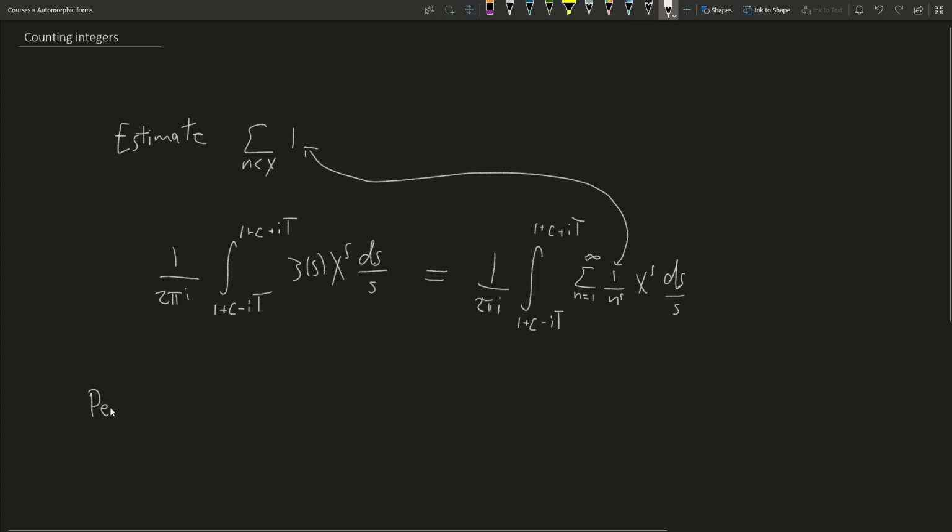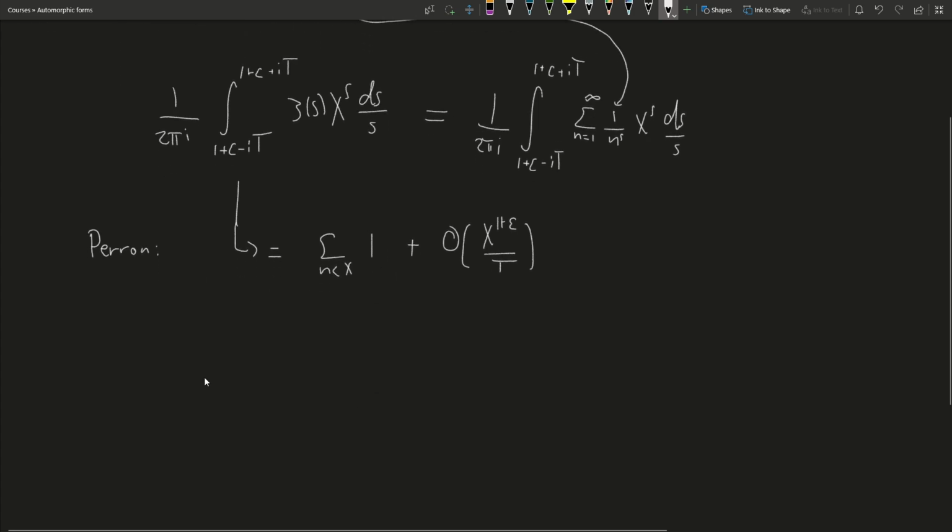So using Perron's formula, we immediately get that this integral is equal to the sum n less than x of 1, the sum of these Dirichlet coefficients, and then the error term we get is O of x to the 1 plus epsilon over t. Later we'll choose a t that's some power of x to optimize this error term, but for now we'll just leave it as t. This was covered in the lecture on Perron's formula, so if you're not familiar with this, maybe check that out.